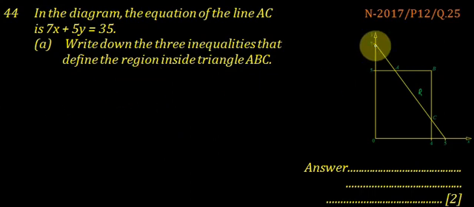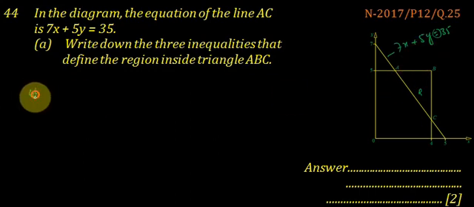So first we define the equations. The equation of the line AC is basically 7x plus 5y is equal to 35. Now we have to write the sign of inequality, either it is above the line or below the line. So the first line is 7x plus 5y is equal to 35. We take some value, to see whether it is satisfied or not.